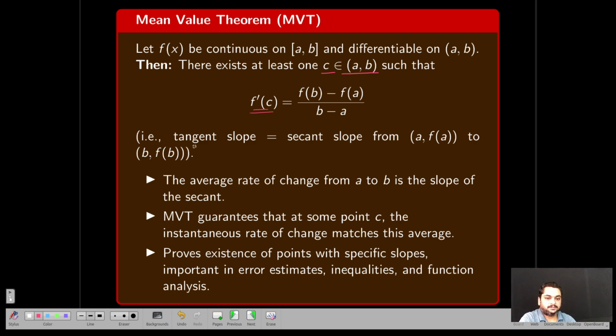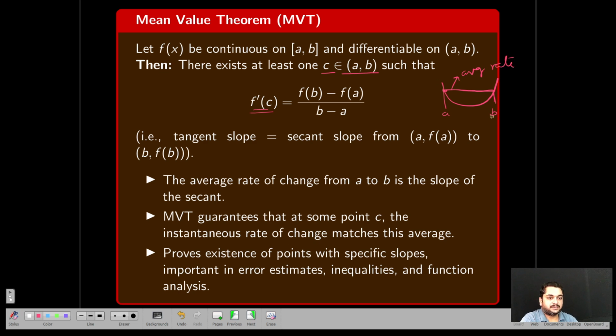What exactly it means is the tangent slope is equal to the secant slope from those points a to b. If I draw a curve like this and take any two points, this is at a and this is at b, the secant line joining these two, we call it a secant line or a chord, indicates your average rate of change, not instantaneous.